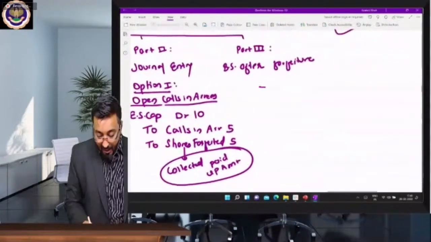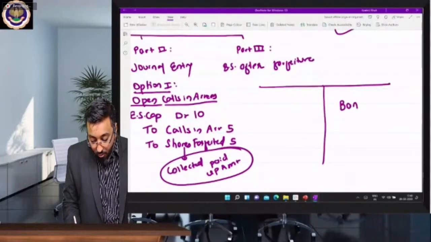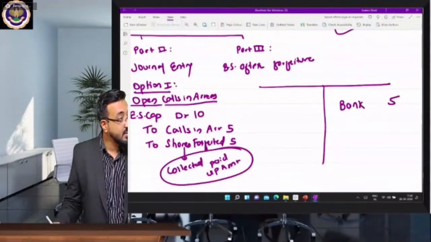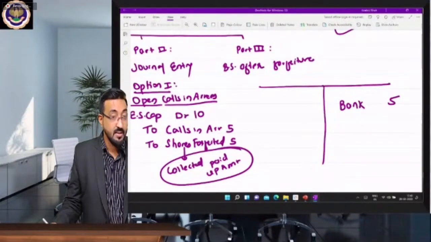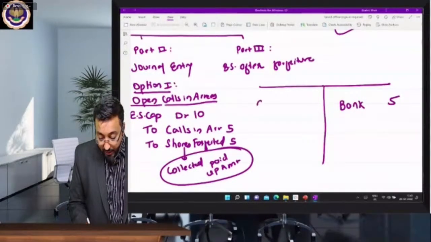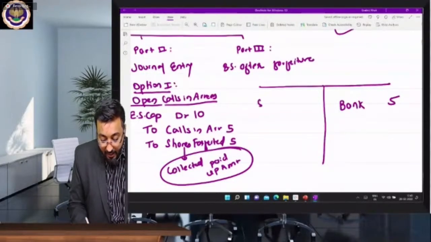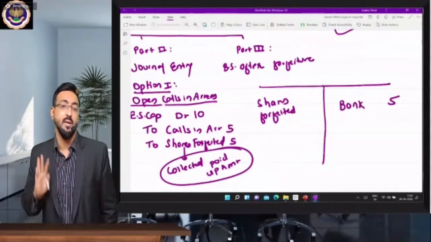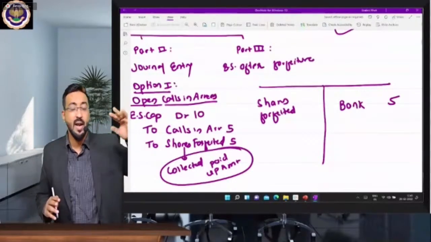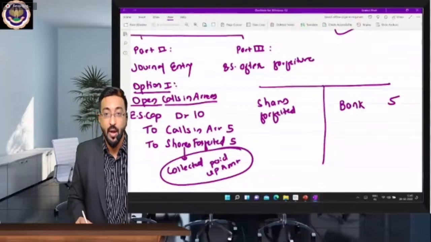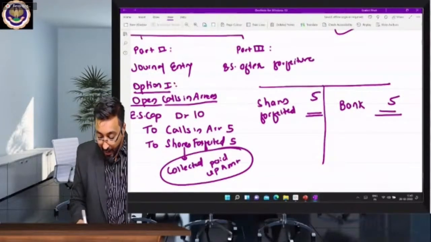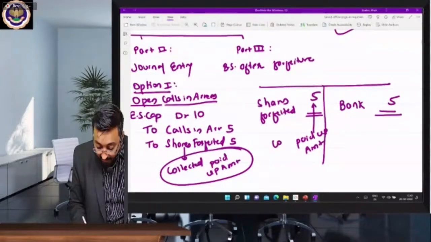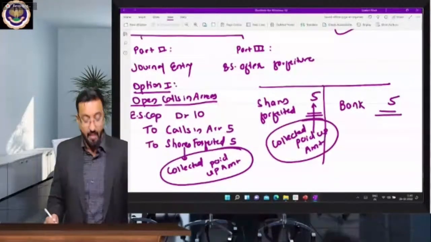So now your balance sheet will look like this. The bank account is going to remain as it is. Will capital remain or not? No. Calls in arrears? No. And shares forfeited? Yes. Which balance? Forfeited has a credit balance. So it is shown under the liability side, under the head share capital only, as a separate item. Share capital is separate and shares forfeited is under the head share capital. This amount reflects the paid up amount which is collected. Collected amount 5.